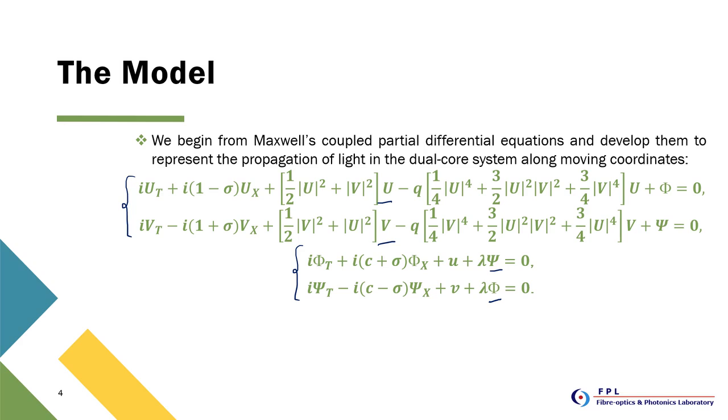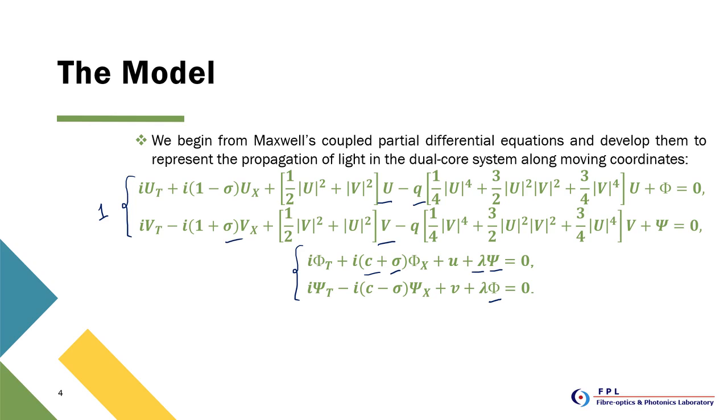The cubic-quintic nonlinearity strength is represented with Q. C is the group velocity ratio in the linear core, and lambda is the coupling coefficient in the same core. The group velocity ratio in the nonlinear core has been set to 1. Because we are dealing with moving solitons, their normalized velocity is represented with sigma.